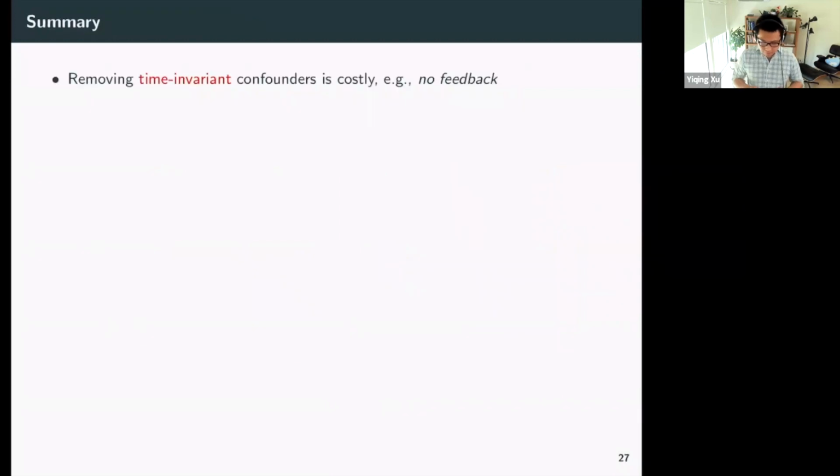Okay, to summarize, this removes time-invariant confounders, like when the additive fixed effect is constant. In order to do that, you have to assume there's no feedback, which is implied by the strict exogeneity assumption.